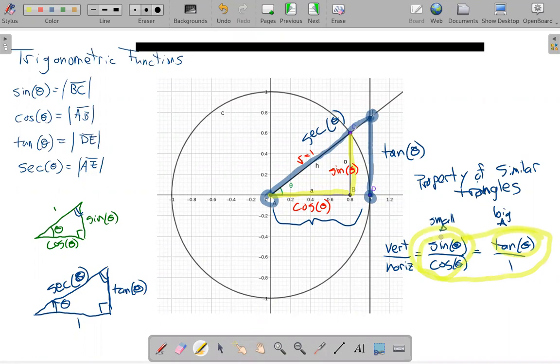We knew that, that's true. Right, so I'm just proving my claim that that vertical length has to be the tangent when I extend that radius out past the circle. Next, let's look at my claim about the secant.